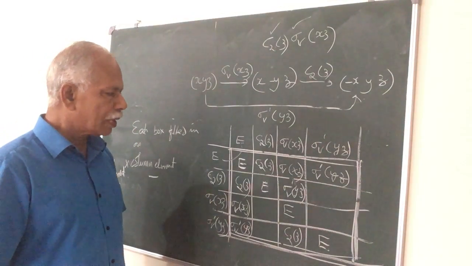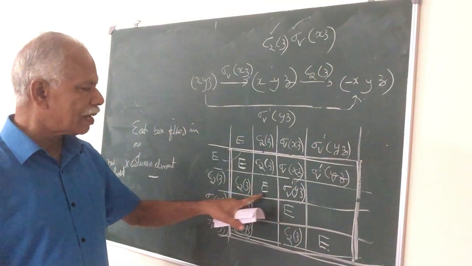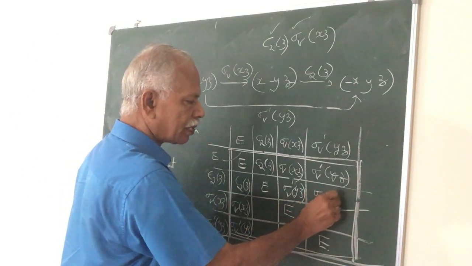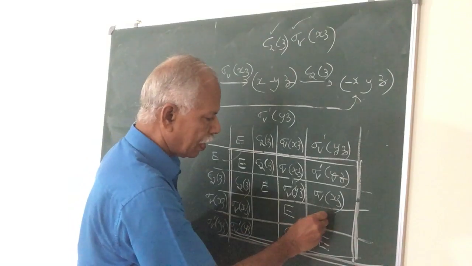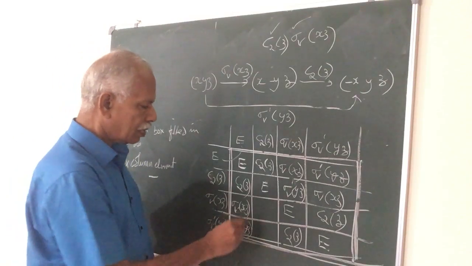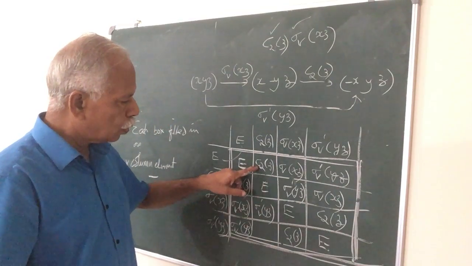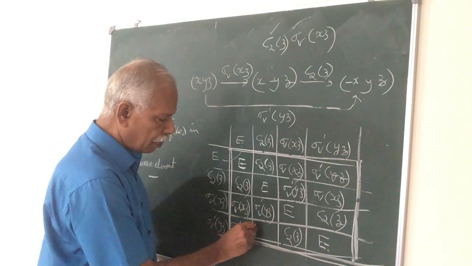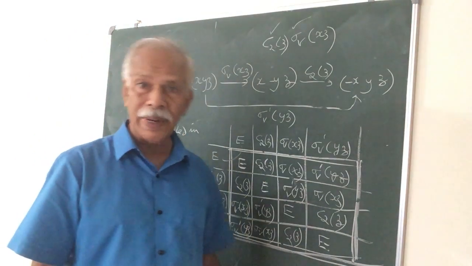For example, what will you write here? Already 3 have come, C2z, identity, sigma v dash. So naturally it has to be sigma v xz. And having these three, this box should contain the missing one, C2z. And having these three, the only missing one is sigma v dash yz. And here C2z is there, identity is there, sigma v dash yz is there. What is missing is sigma v xz. So the multiplication table has been completed.